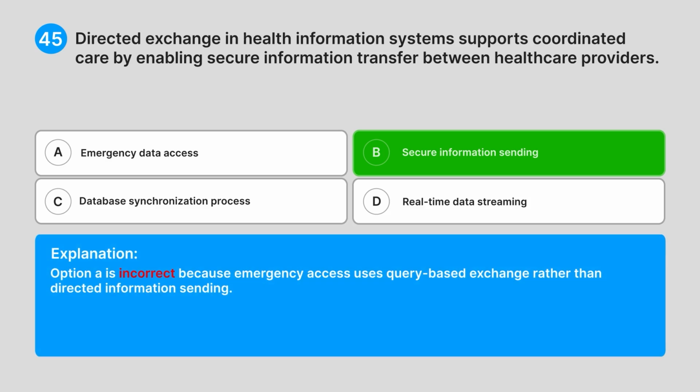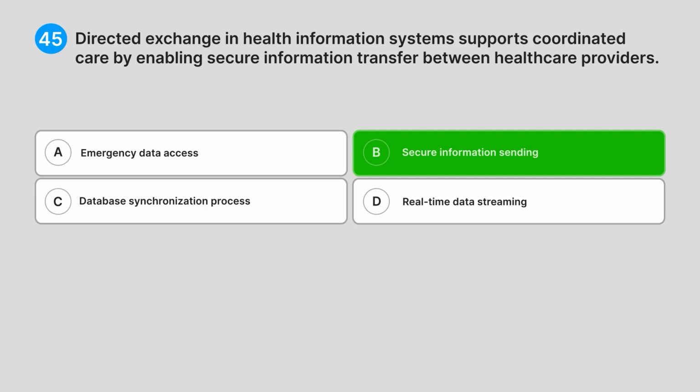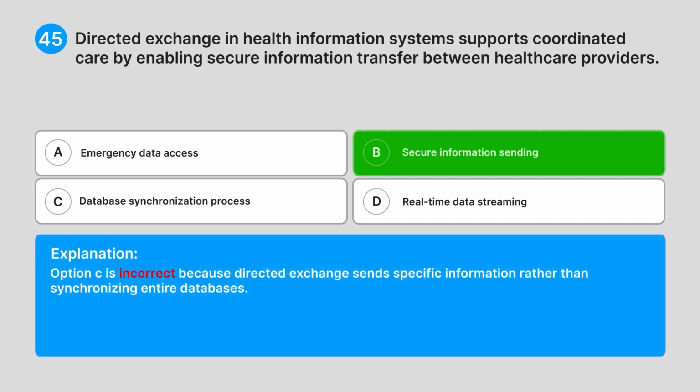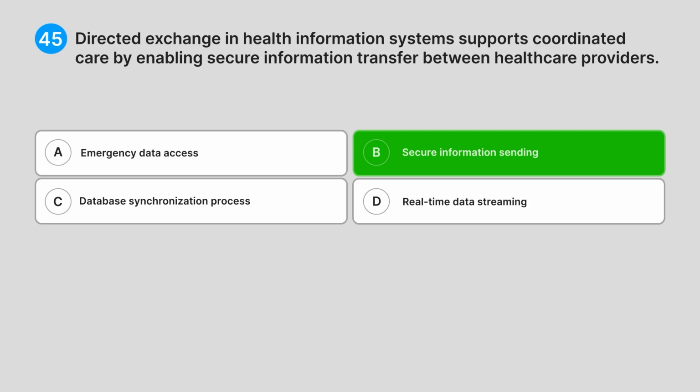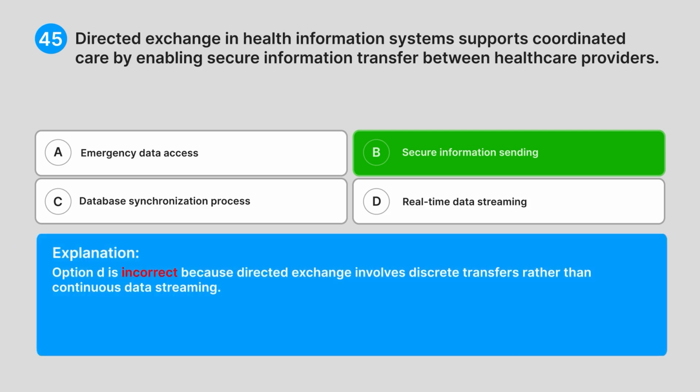Option A is incorrect because emergency access uses query-based exchange rather than directed information sending. Option C is incorrect because directed exchange sends specific information rather than synchronizing entire databases. Option D is incorrect because directed exchange involves discrete transfers rather than continuous data streaming.